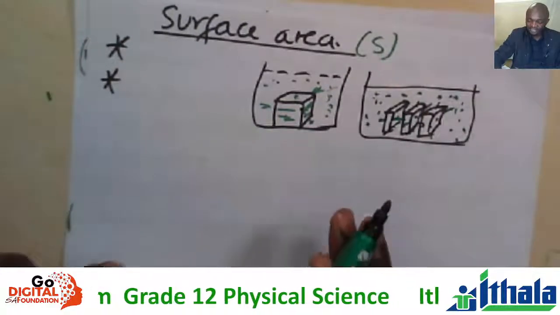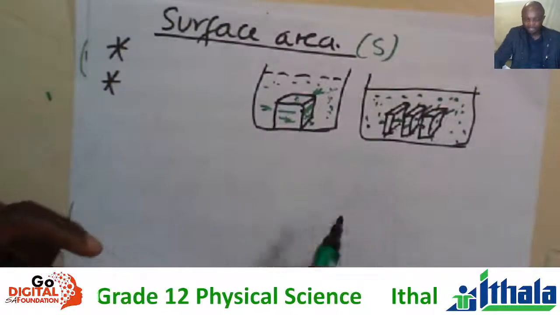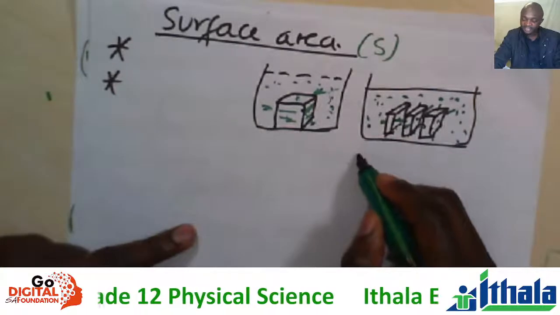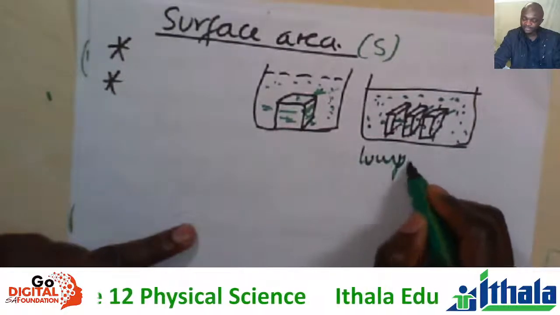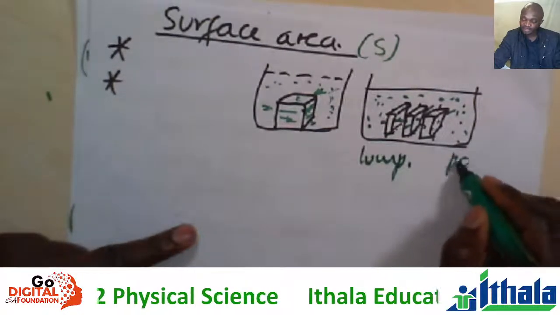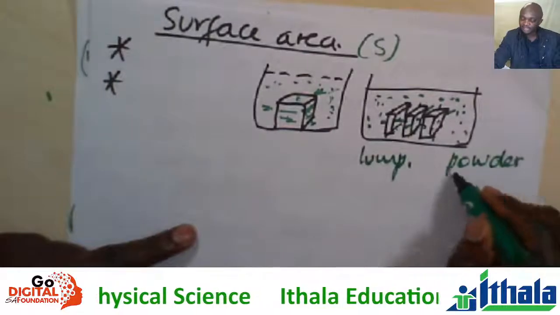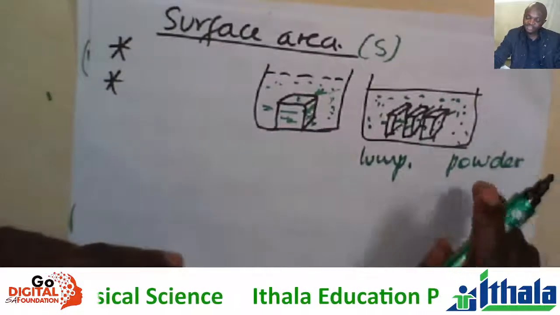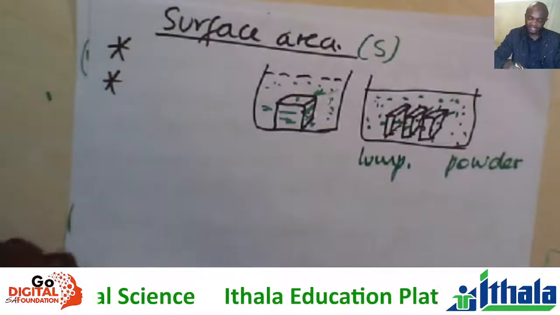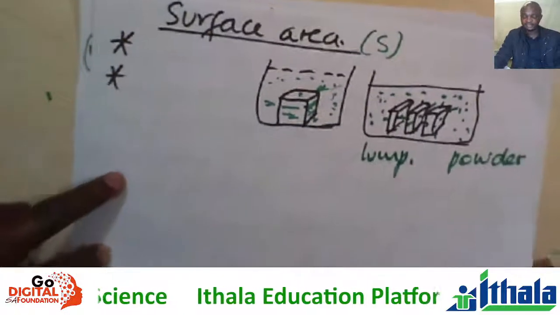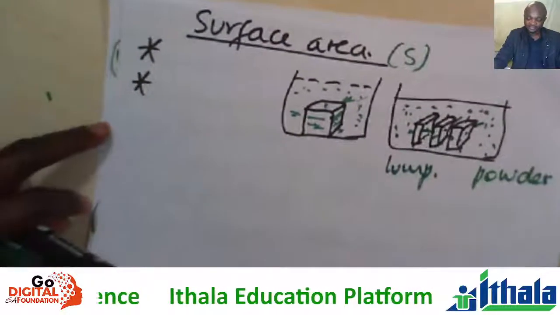But I hope you understand surface area. So whenever it is said this one is a lump of something, and this one is in powder, the one in powder has a more surface area than the one in lump. Right? So that is how you look at the surface area.